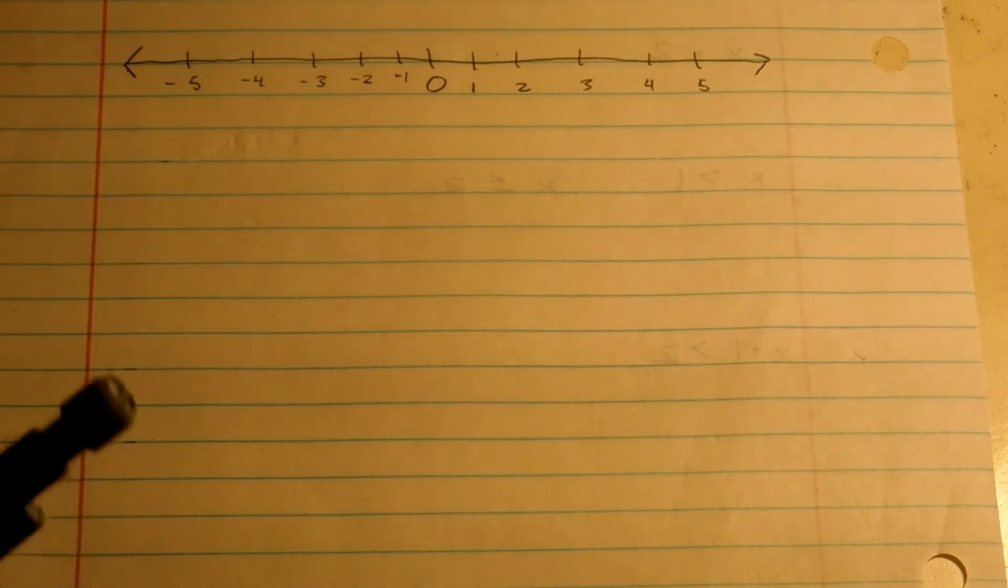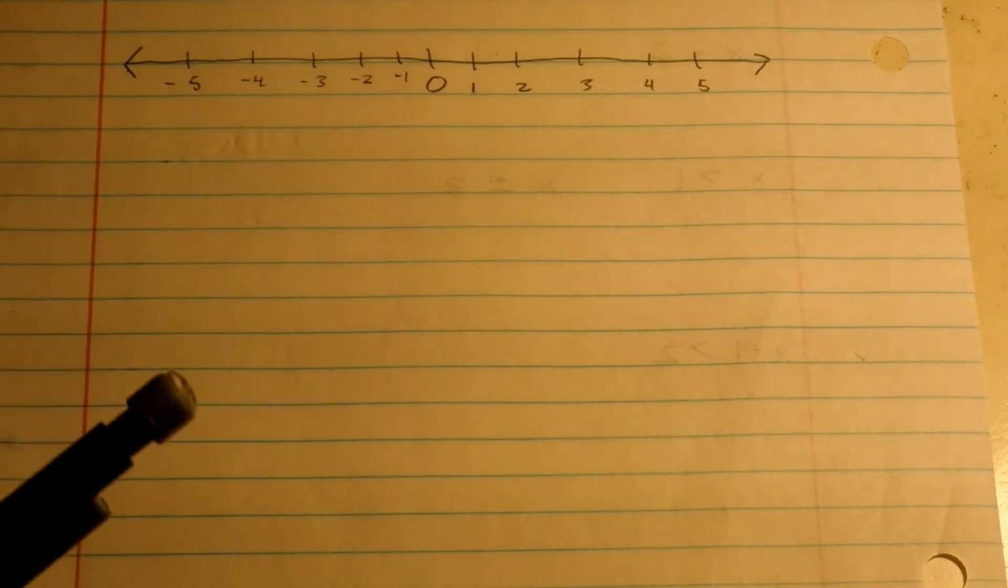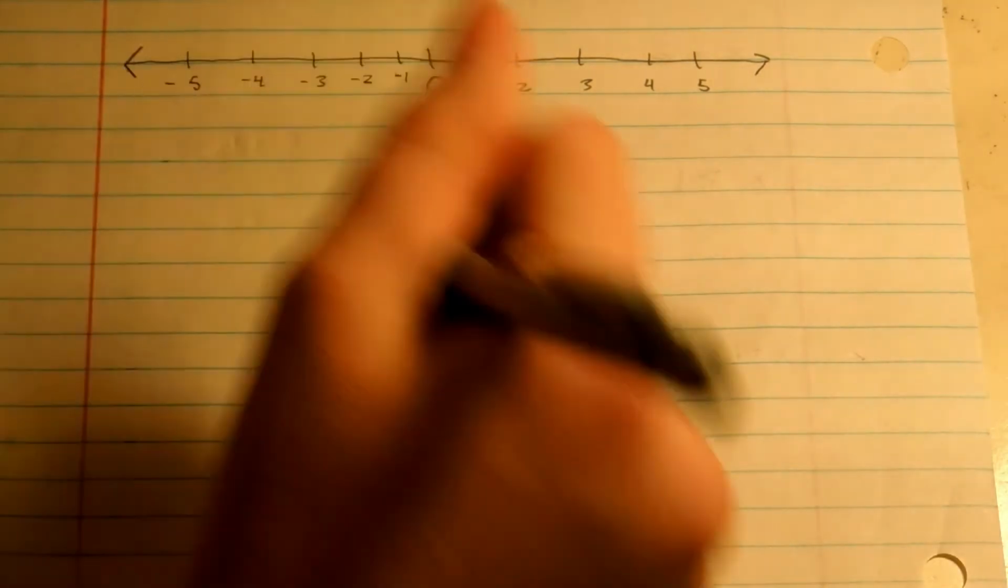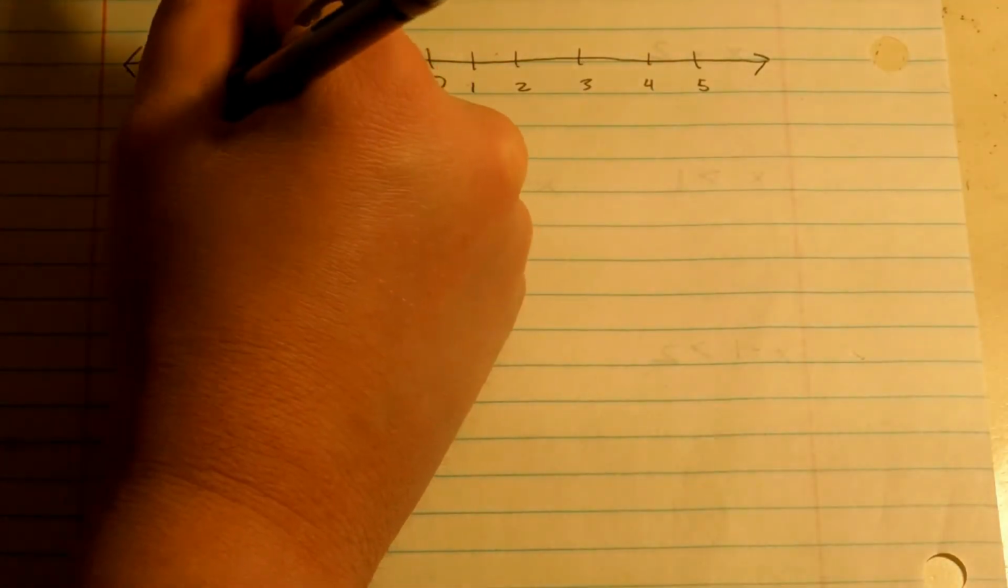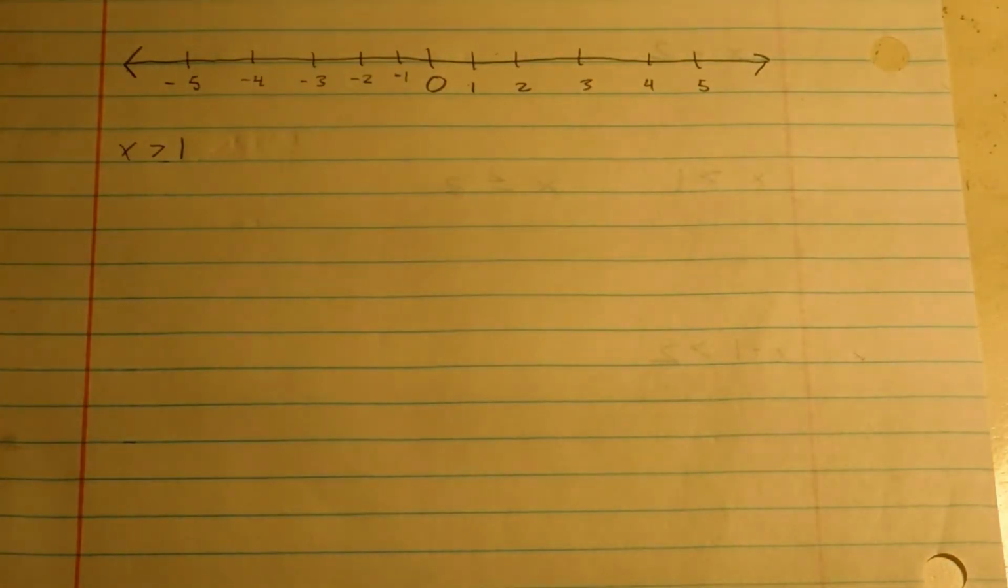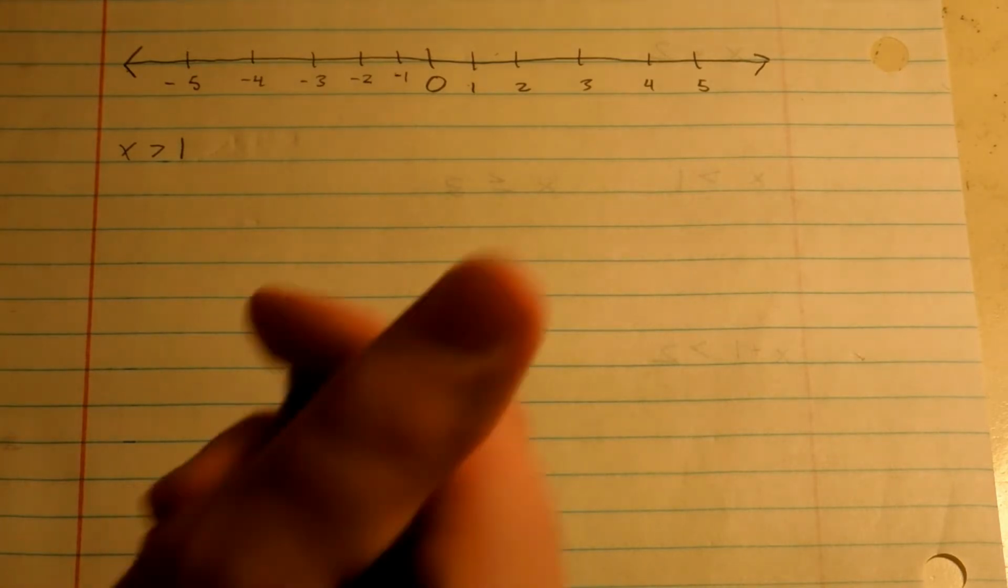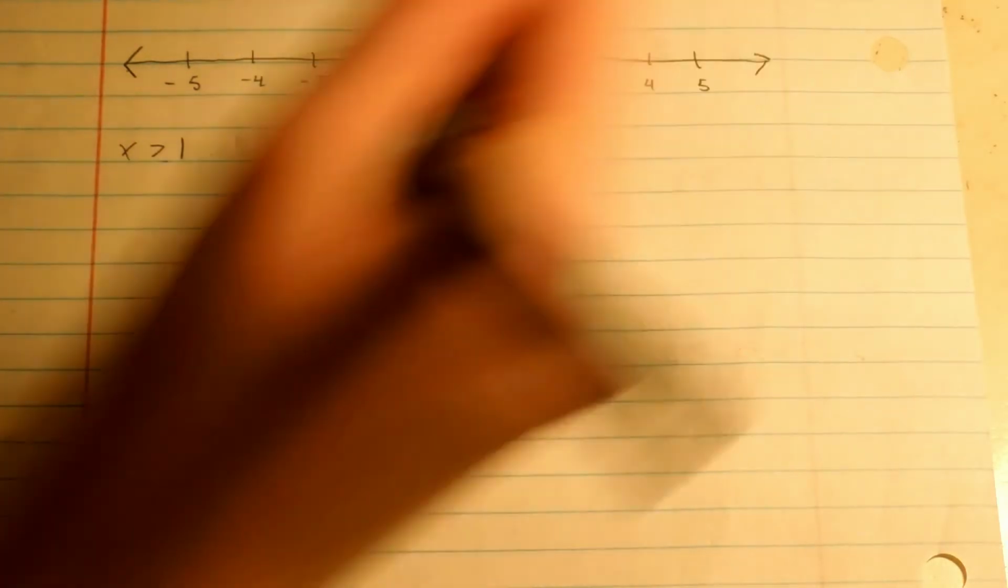Now we're going to look at our inequality. x is greater than 1. We know that 1 is not part of the answer because greater than means all values have to be greater than 1, but cannot be equal to 1. So, when graphing to show that 1 is not a part of the answer, we draw an open circle around the 1, like that.